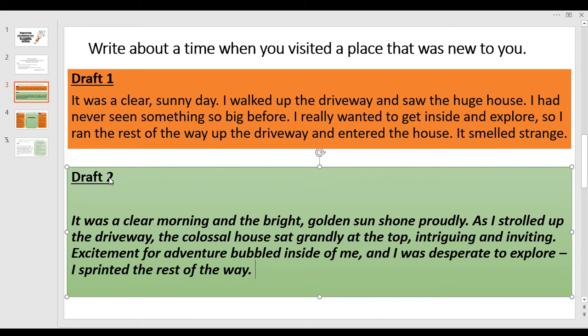We've entered the house. It smells strange. Again, we could really make more of this. We can show rather than tell the reader what we're doing. So as I opened the front door, we want to know what the front door looks like. As brown as the trunk of a tree.